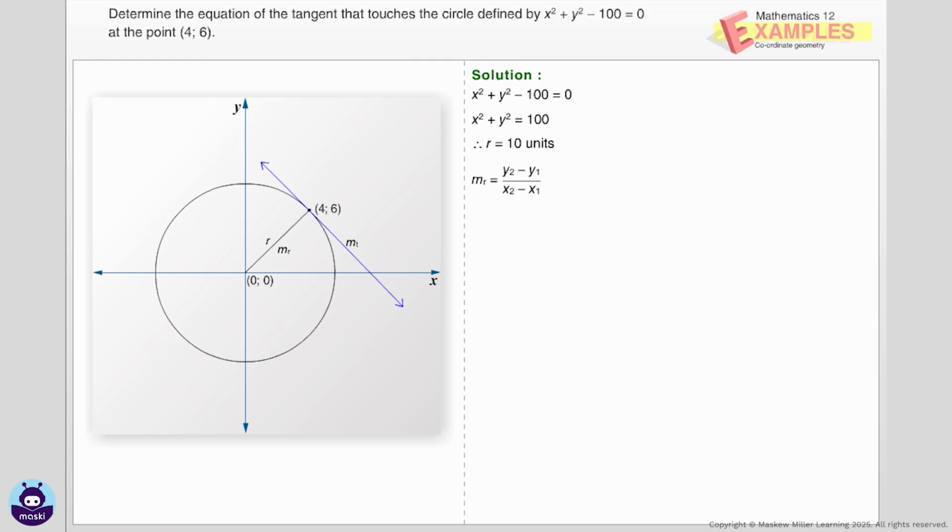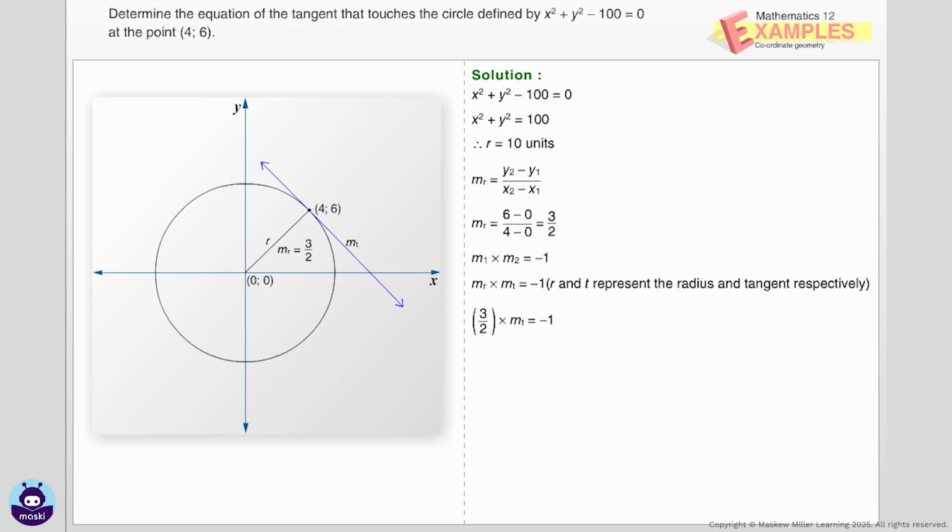Gradient of the radius at the point of contact will be, substituting the coordinates of the point of contact and the center of the circle, we get mr equals (6 minus 0) over (4 minus 0) equals 3 over 2. Recall that the product of the gradients of two perpendicular lines is -1. Therefore, the gradient of the tangent will be mr times mt equals -1. Substituting the value of mr, we get mt equals -2 over 3.